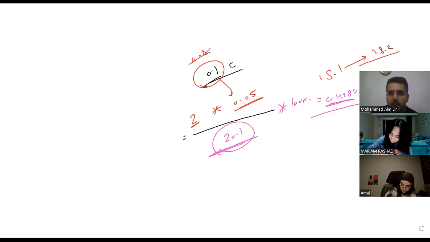Until now, we finished this topic, the enthalpy. This is all you must know about the enthalpy. Our next class will be about rate of reaction. So goodbye.